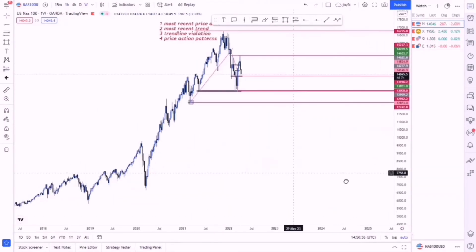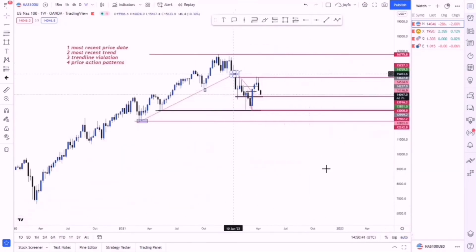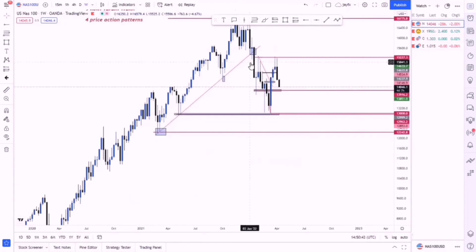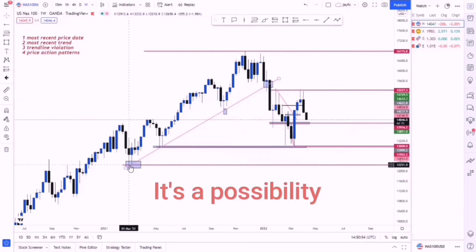Let me open this. That's exactly what I'm waiting for NASDAQ to do, because here we violated our trend line. We violated this trend line here. So I'm waiting for NASDAQ to trade all the way into this point. With what I've seen happen in the market, NASDAQ has to come into this point.